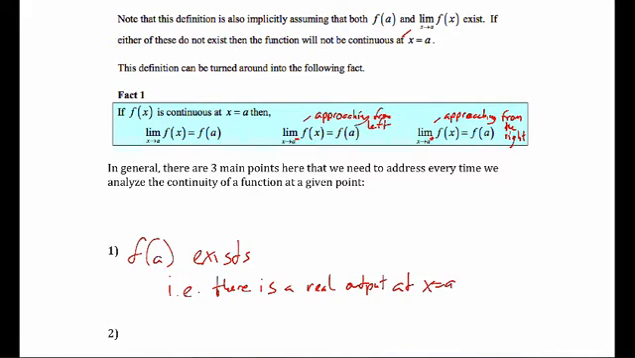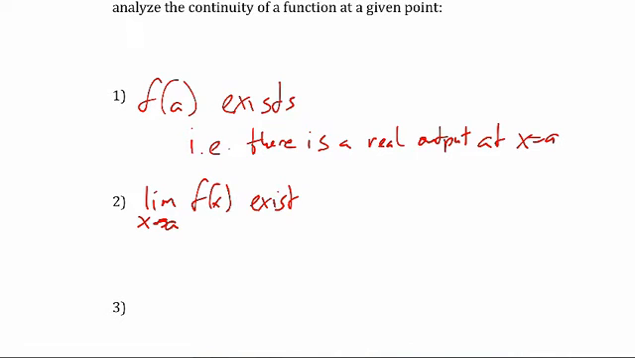The second is that the limit exists. So the limit as x approaches a of f of x exists. So not only can we plug something in, but the limit also has to exist. And we're going to say this is a predictable behavior. Based on what we see, it's got to be predictable. We can say, okay, it looks like it's going towards this point.